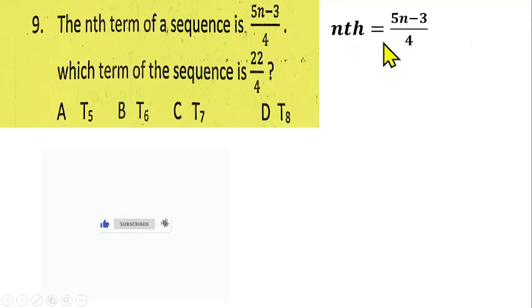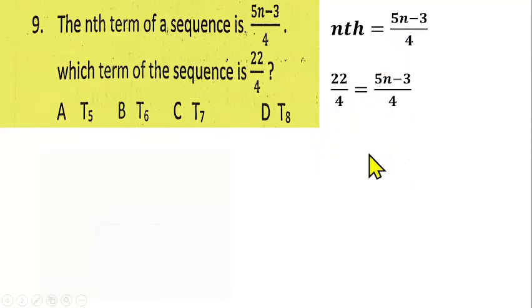All you need to do is, if this is the value of the term we are looking for that gives us 22 over 4, we only need to equate it to the nth term. So that means we'll have 22 over 4 equals this. So 4 will take care of 4 here at the denominator. So we'll have 22 equals 5n minus 3.